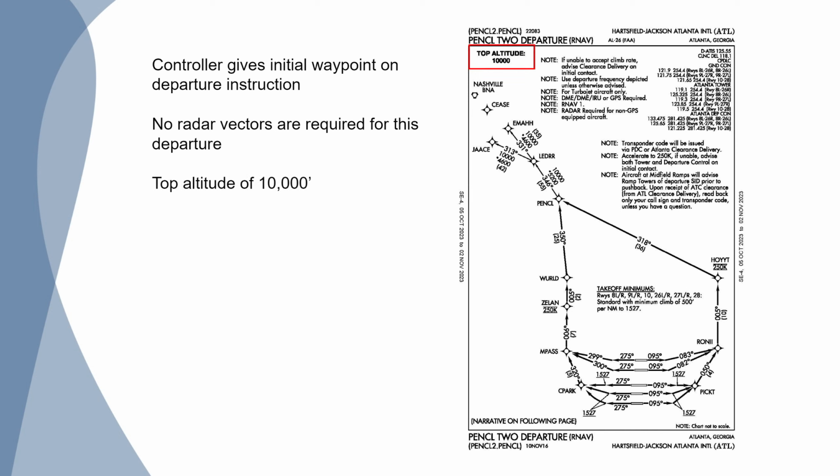The top altitude of this SID is 10,000 feet. This means you cannot climb more than 10,000 feet without authorization from air traffic control. Do not climb above 10,000 feet on this standard instrument departure. This is also for turbojet aircraft only, as you can see under the notes section. You also must accelerate to 250 knots, or if you're unable, advise both tower and departure control on initial contact.